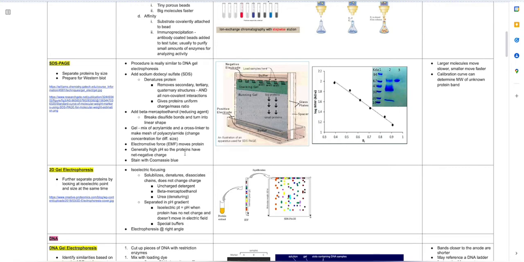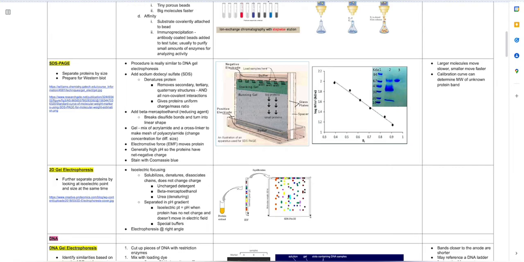In SDS-PAGE, larger molecules are going to move slower and the smaller ones are going to move faster. So the smaller ones are going to be closer to your anode, which is your positive electrode, and the bigger ones are going to be closer to the starting line because it takes them longer to move.